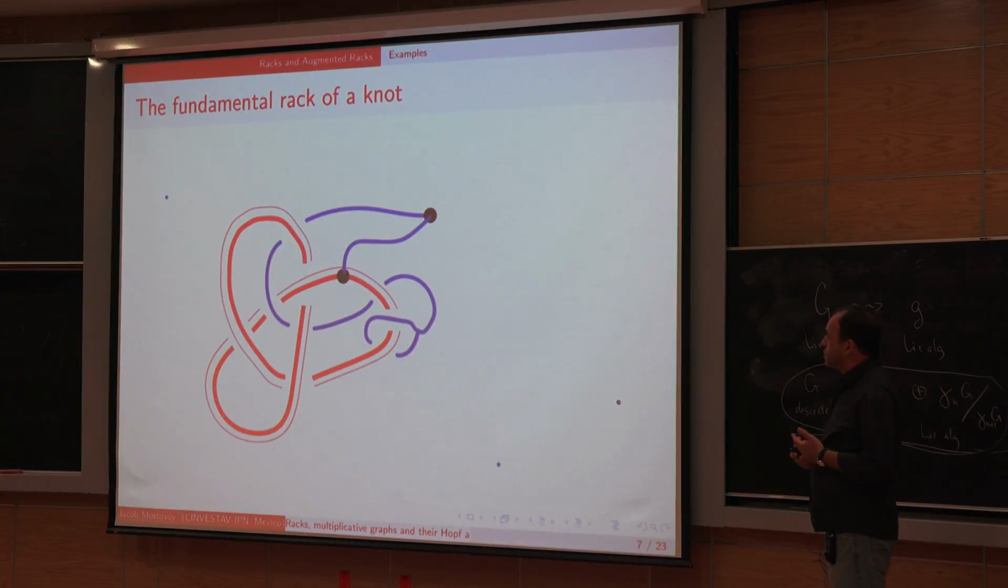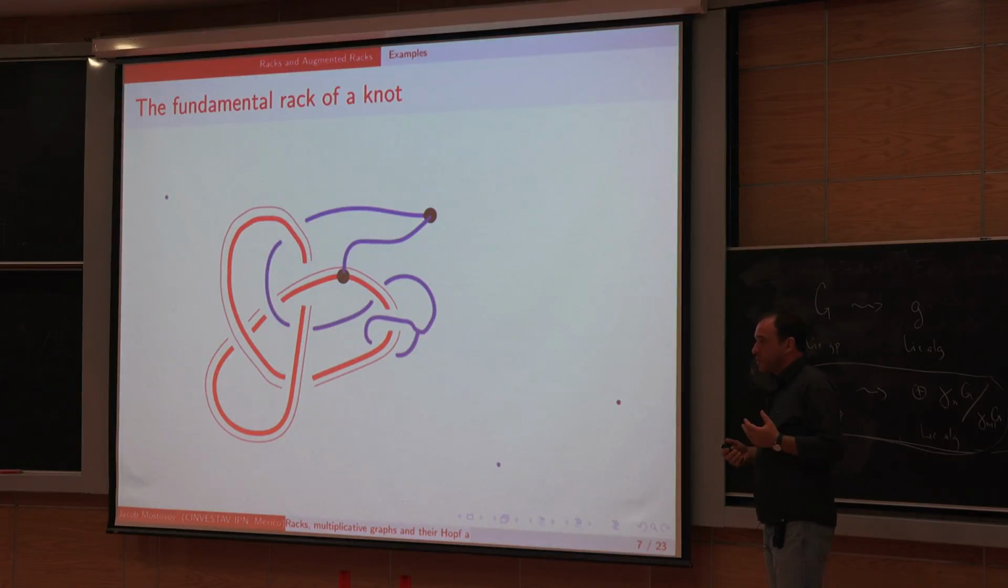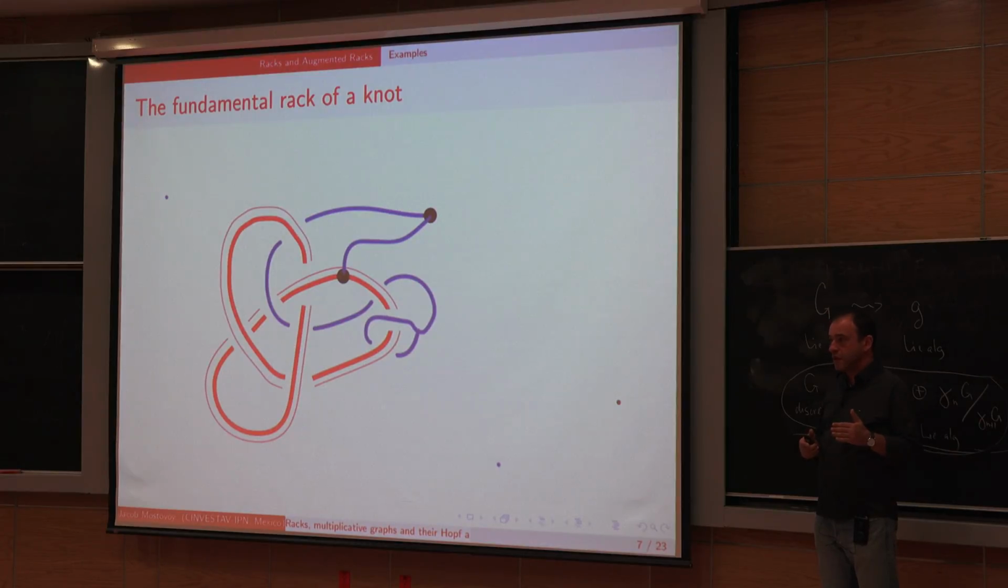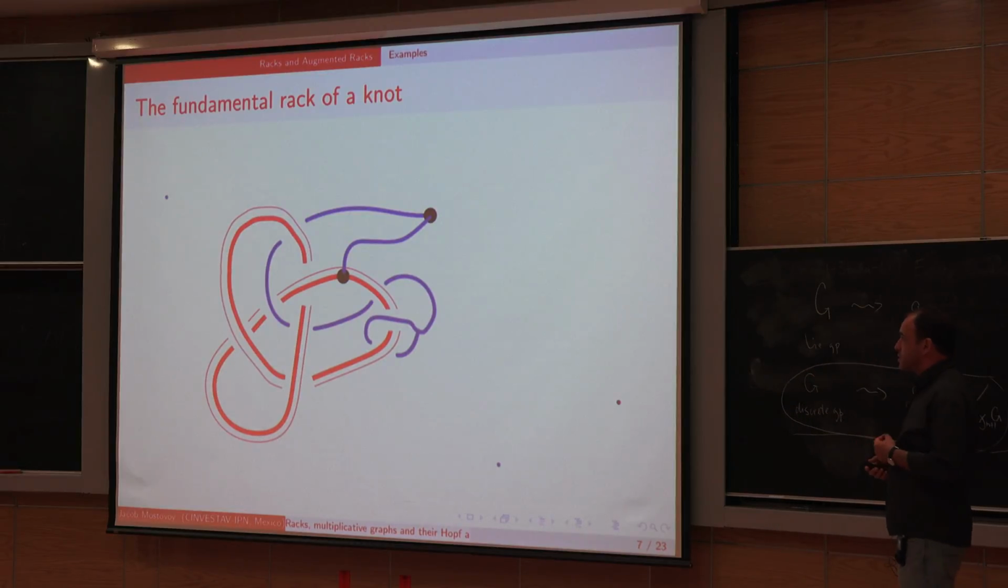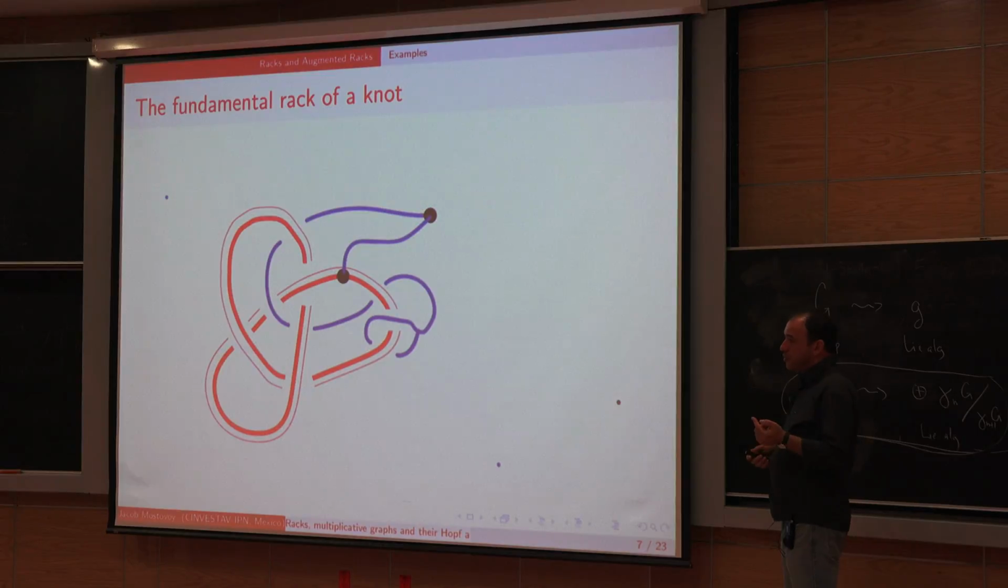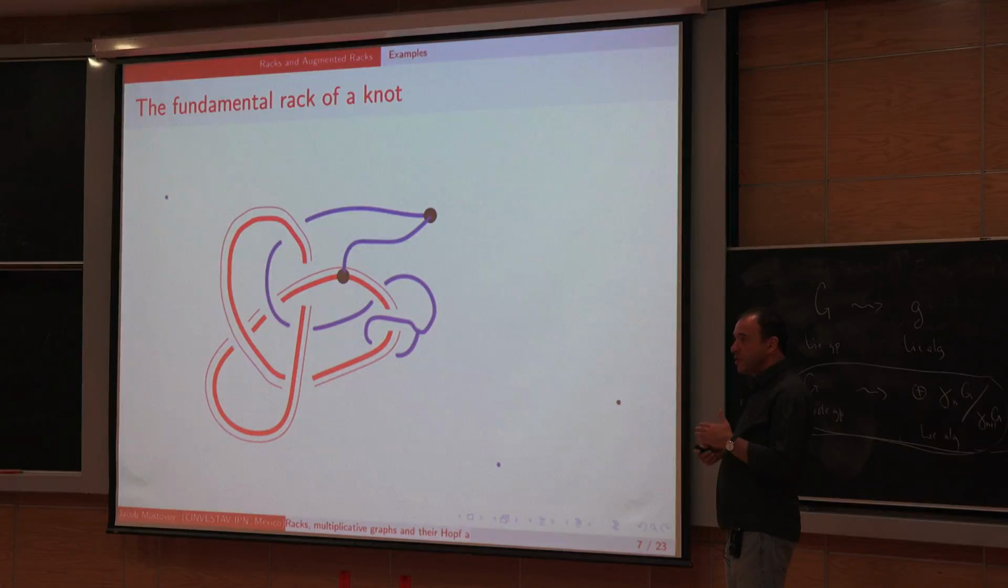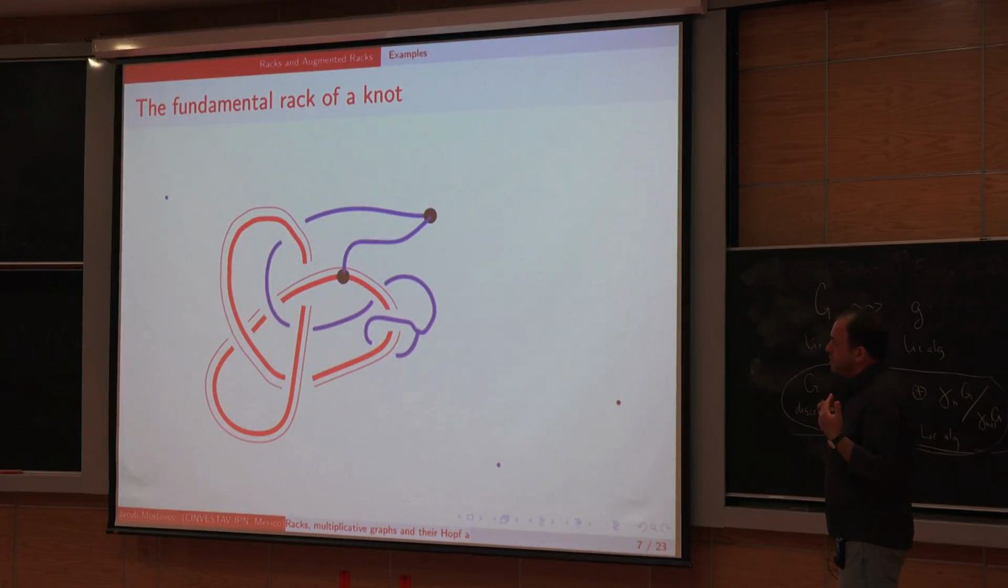In contrast, for the fundamental rack of a knot, it is quite easy to show that knots with isomorphic fundamental racks are isotopic. Considering the fundamental rack is more or less the same thing as considering the fundamental group of the knot together with a peripheral system, if you know what it is. So it's much more information, and it's enough to reconstruct the knot.